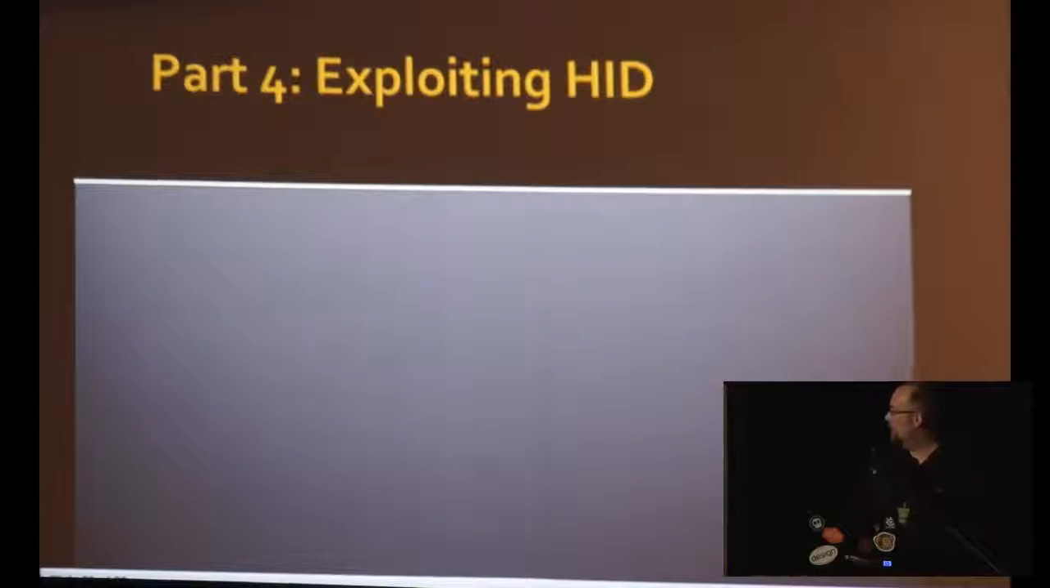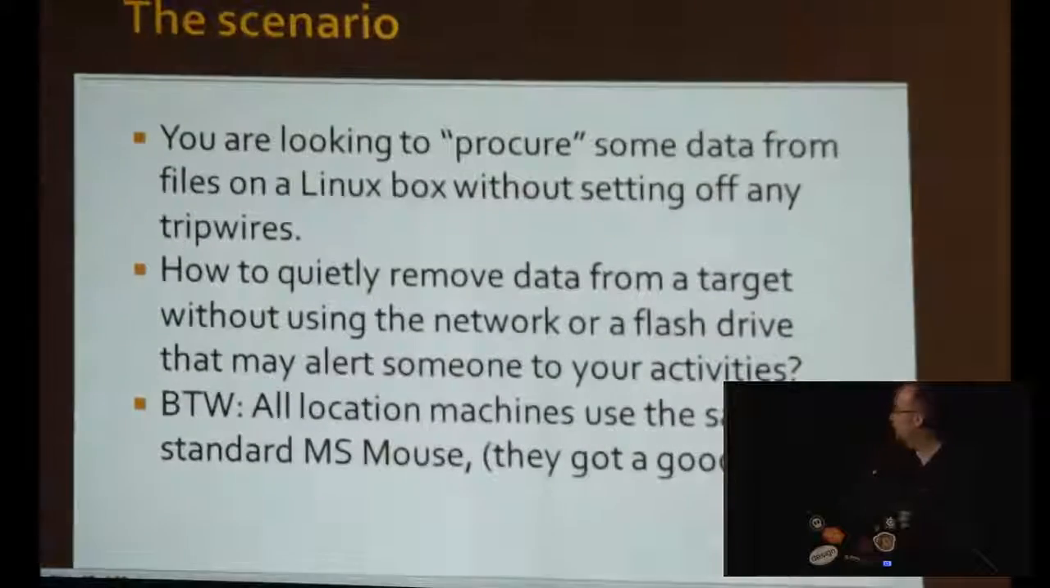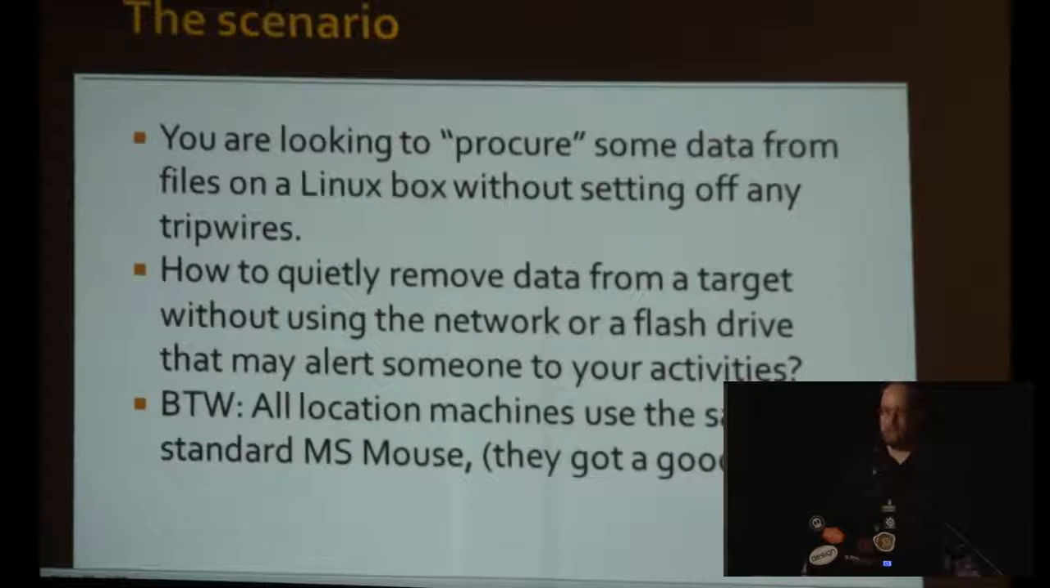So now here we are at the fourth part, and we're going to try exploiting the HID somewhat. I've come up with a fictitious little scenario. How realistic it is is debatable, but what I'm trying to do is procure some data from a Linux device, ideally without setting off as many tripwires as possible. How could I use just USB to quietly remove the data from a given target?